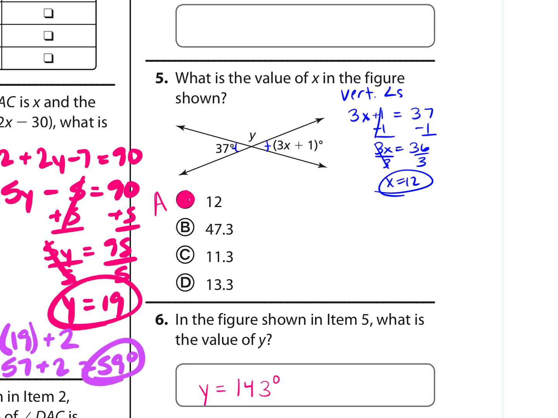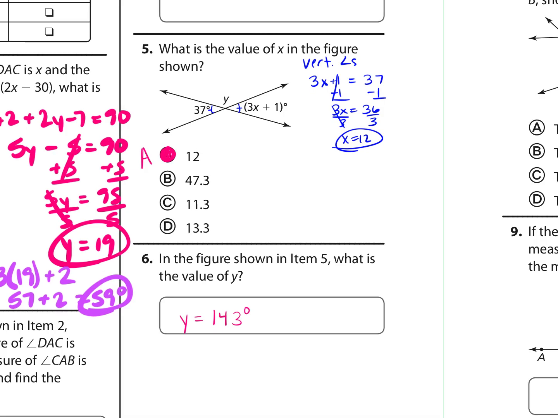Number 6 uses the same diagram, and it says, what is the value of y? Well, we know x is 12, and we could use that, but we could also just use this simple fact here that y and 37 are supplementary.